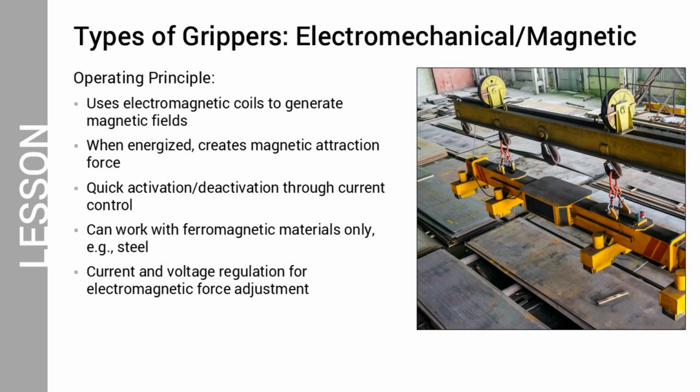The system allows for quick activation and deactivation through precise current control, providing rapid response times in operation. However, these grippers are limited to working only with ferromagnetic materials such as steel. The gripping force can be finely adjusted through the regulation of current and voltage supplied to the electromagnetic coils.